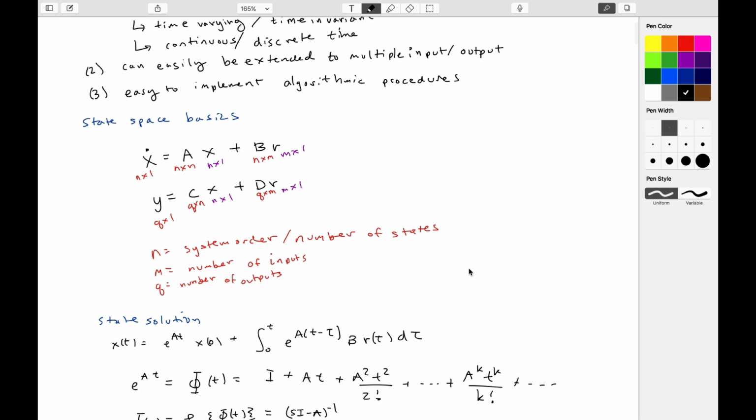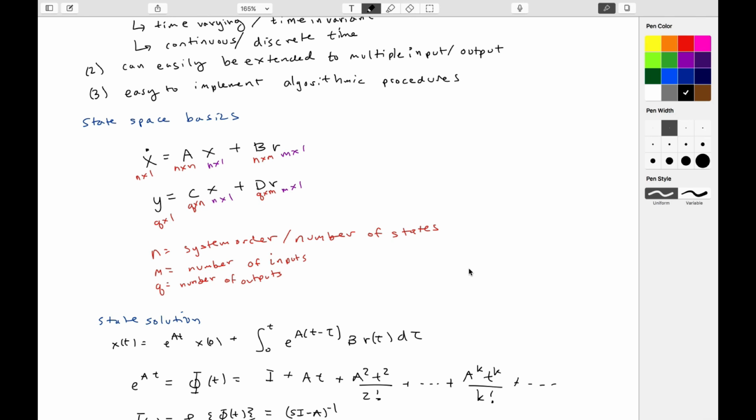Just want to highlight again the form. The form is that we have x dot is equal to Ax plus Br, and this is the state equation where we have x dot, which is a differential quantity, which is n by 1, and then an A matrix, which is n by n, where n is the system order or the number of states. And then, of course, x has the same dimension as x dot. It's just the non-differential version of x dot.